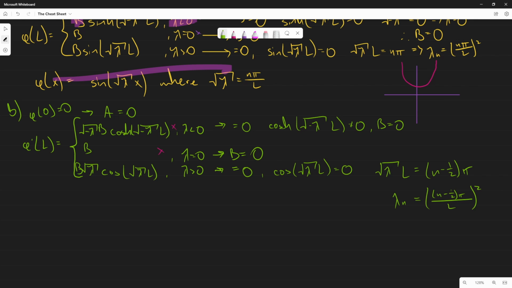So that means that our solution for phi of x with the condition of phi of 0 equal to 0 and phi prime of L equal to 0 is b times sine of the square root of lambda of n times x, where square root of lambda of n is equal to n minus 1/2, all multiplied by pi, all divided by L.